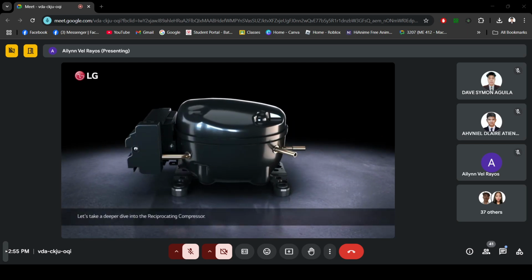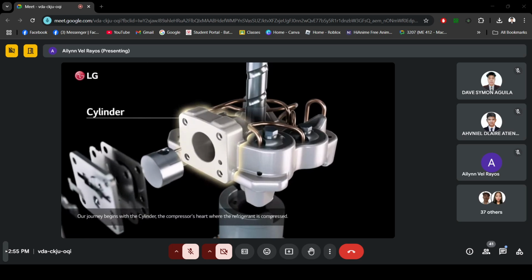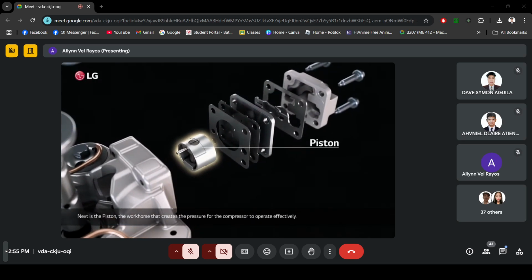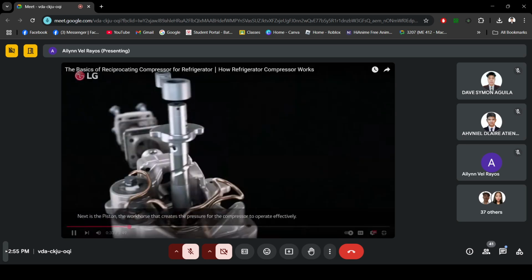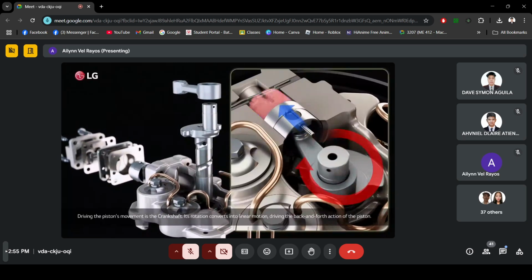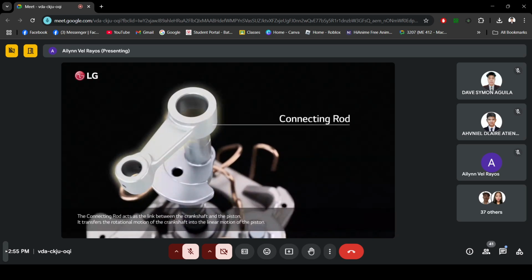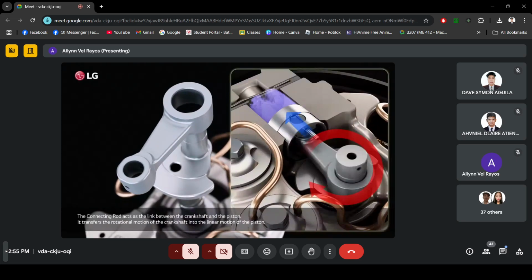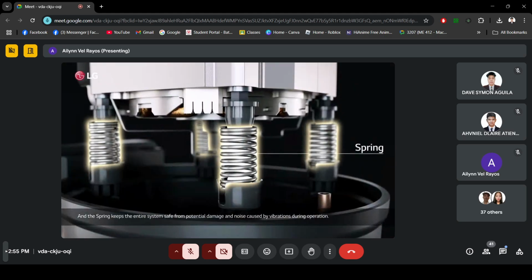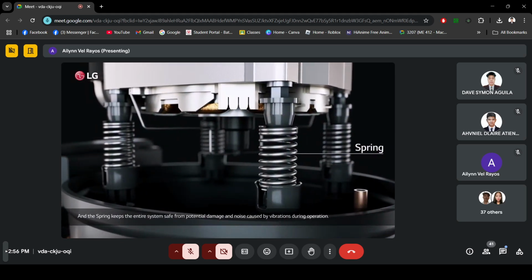Let's take a deeper dive into the reciprocating compressor. Our journey begins with the cylinder, the compressor's heart, where the refrigerant is compressed. Next is the piston, the workhorse that creates the pressure for the compressor to operate effectively. Driving the piston's movement is the crankshaft. Its rotation converts into linear motion, driving the back and forth action of the piston. The connecting rods act as the link between the crankshaft and the piston. It transfers the rotational motion of the crankshaft into the linear motion of the piston. And the spring keeps the entire system safe from potential damage and noise caused by vibrations during operation.